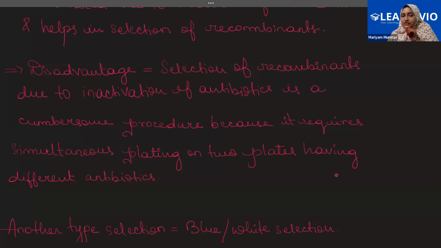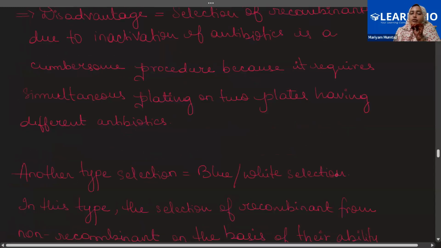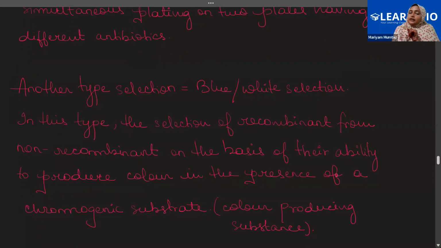So the disadvantage is that the selection of recombinants due to inactivation of antibiotic resistance is a cumbersome procedure, because it requires simultaneously plating on two plates having different kinds of antibiotics, ampicillin and tetracycline. So as an alternative, there is another type of selection.